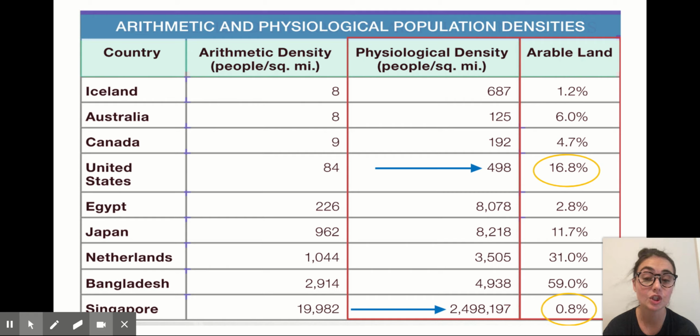So that's a huge jump, and that can cause countries a lot of humanitarian crises, and the fact that they have to depend on other countries for food importation and stuff like that.